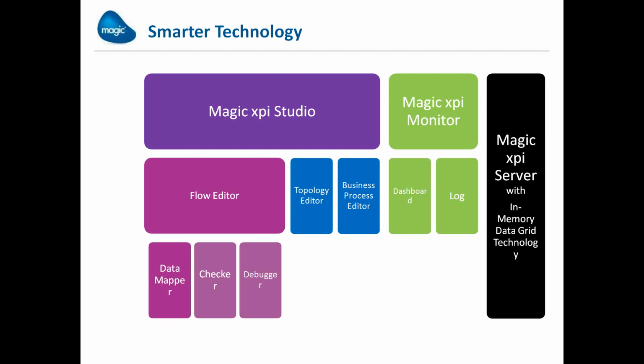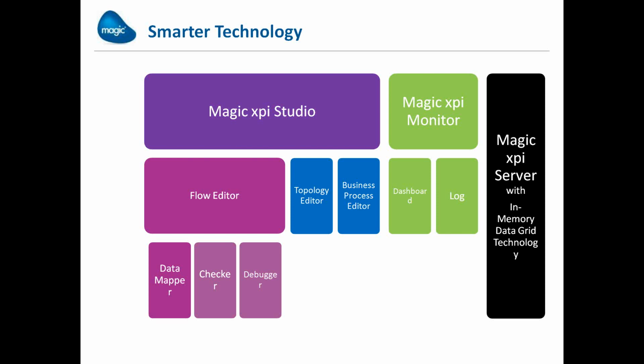So from a standpoint of what you get with Magic XPI, you get the Magic XPI Studio, the Magic XPI Monitor, and the Magic XPI Server. The Studio is comprised of a flow editor at the detailed level, which references a topology editor and a business process architecture. As you're working through design of those business process flows, you can work with the data mapper, the checker, and the debugger as key components of that environment, which Ryan will show us in a moment.